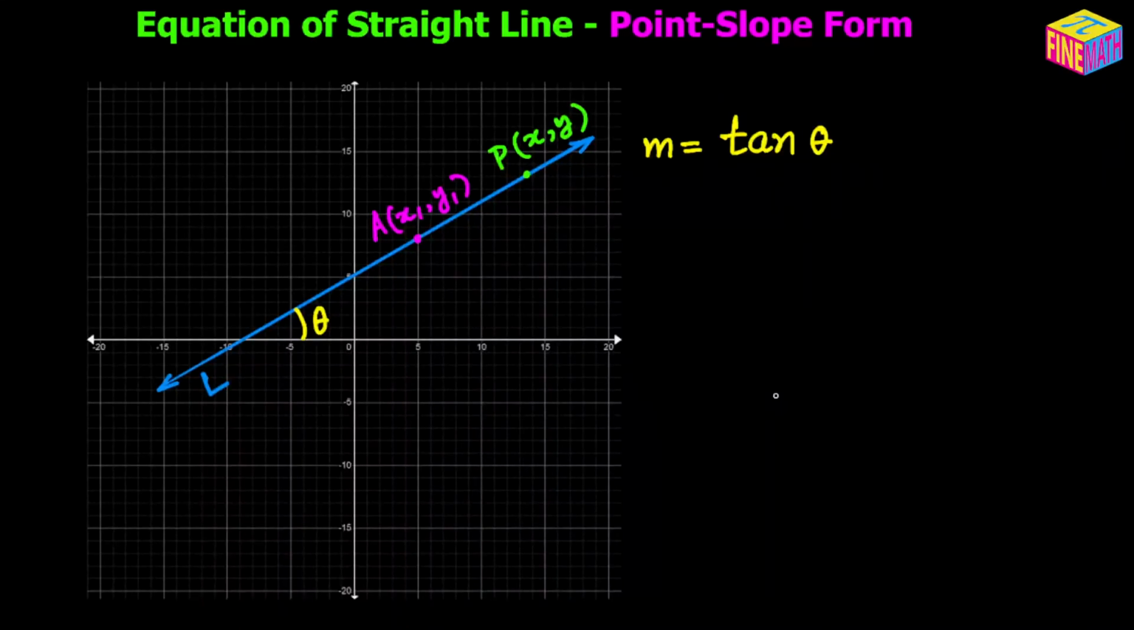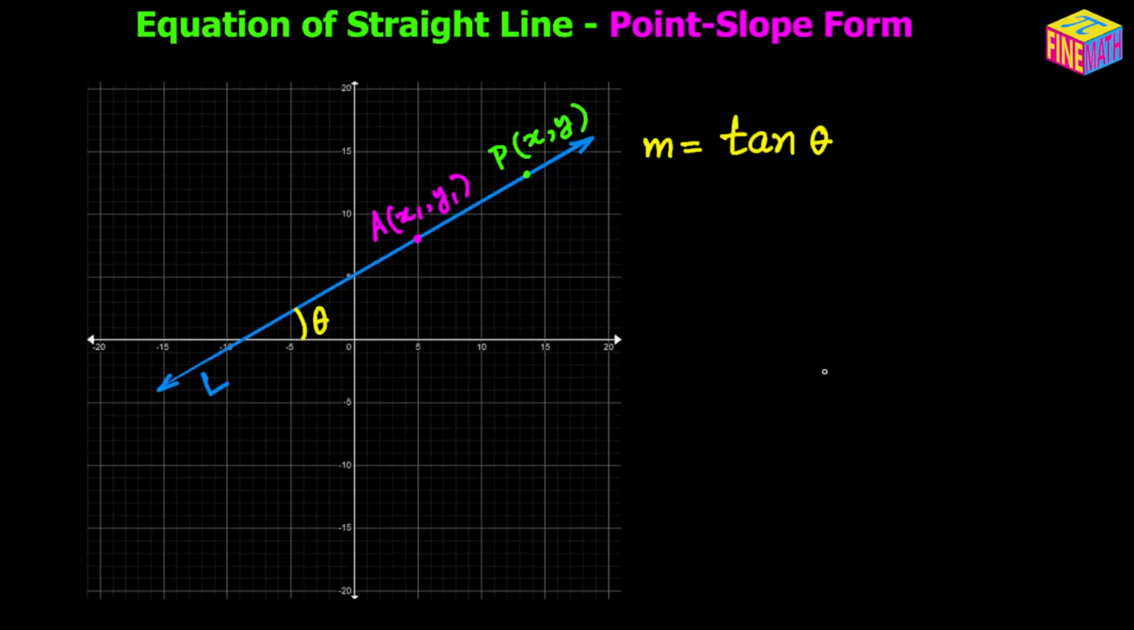So sometimes in a question you may be provided with the value of theta, or sometimes in another question you may be provided with the value of the slope itself, which is m. In any case, whether you are provided with theta or the slope itself, we can easily calculate the slope. If you are provided with theta, then the slope will be tangent of theta, or if you are directly provided with the value of slope, then it's even easier.